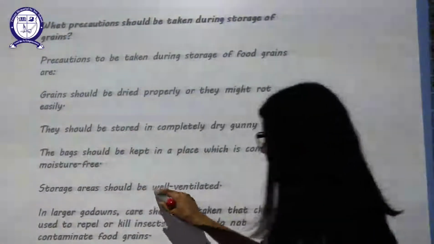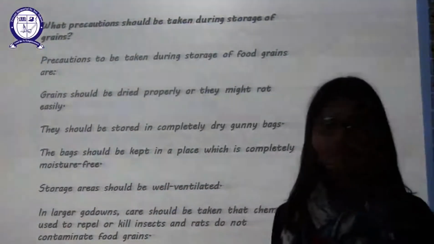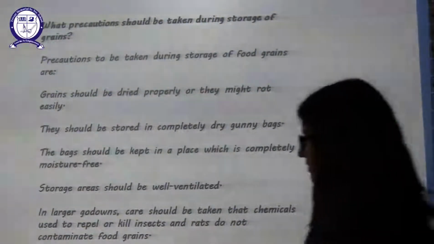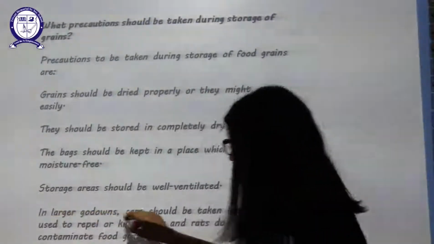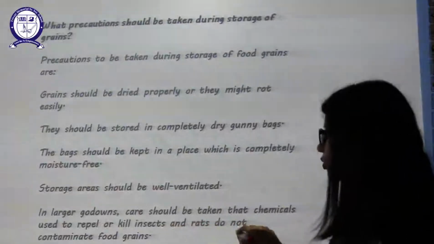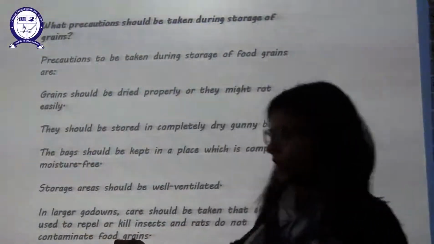Storage area should be well ventilated. Ventilation is also important. They need to have that much air for their survival. Next, in large godowns, care should be taken that chemicals used to repel or kill insects and rats do not contaminate the food grain.